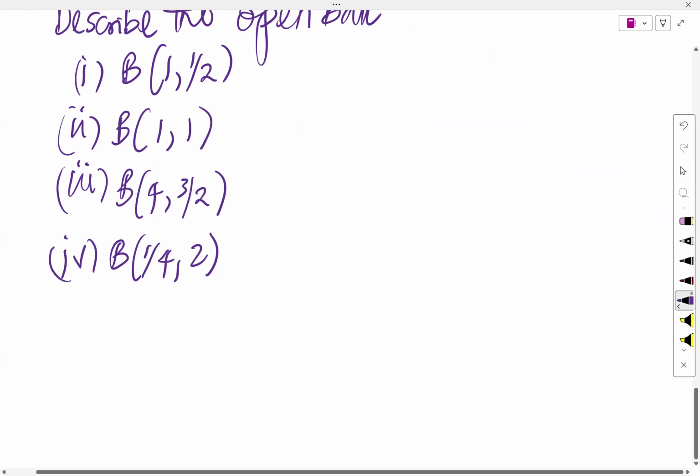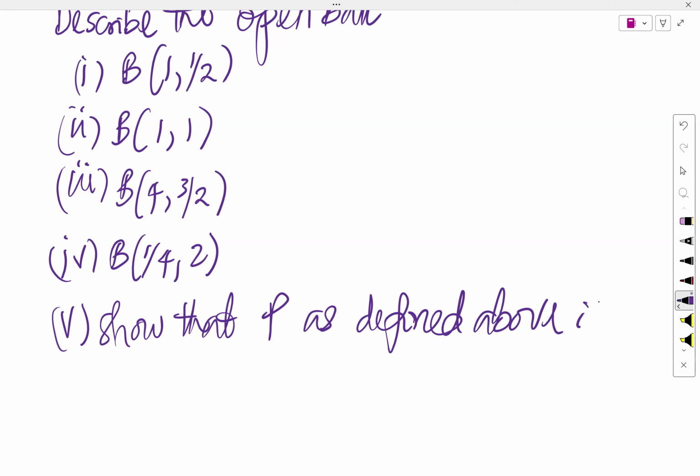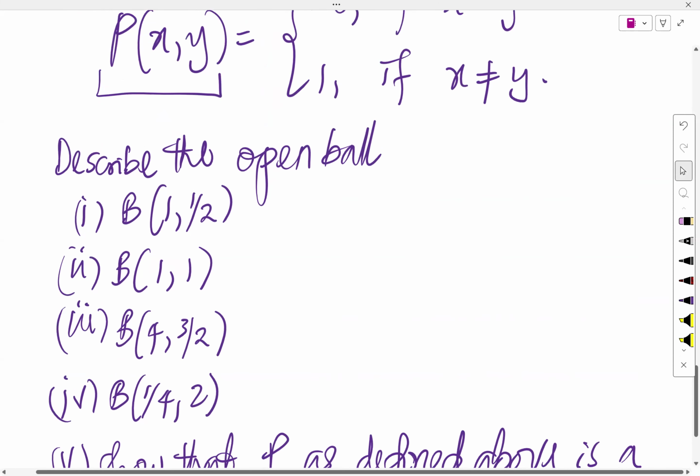Then lastly, we want to show that P, as defined above, is a distance function, meaning that we want to show that P is actually a metric. That's what that is about. Okay, so let's go.